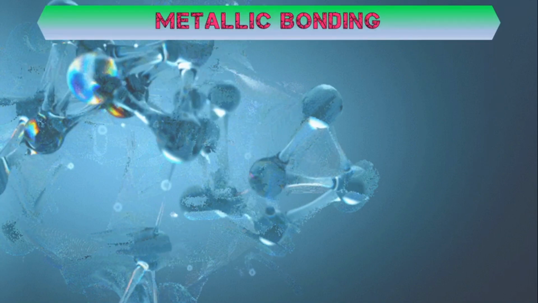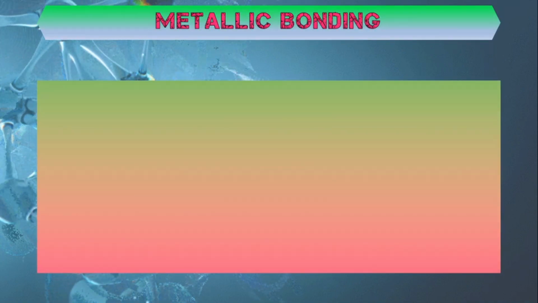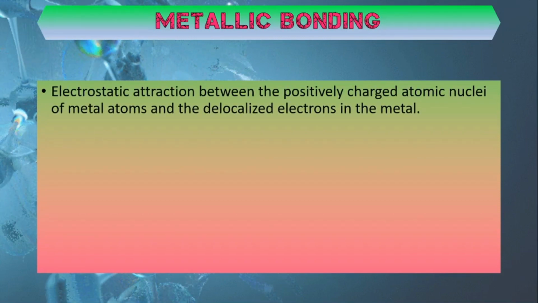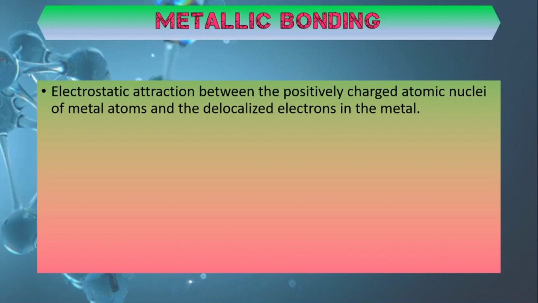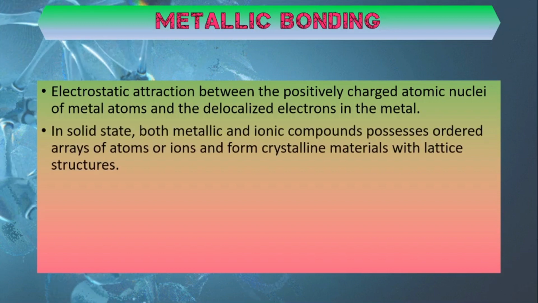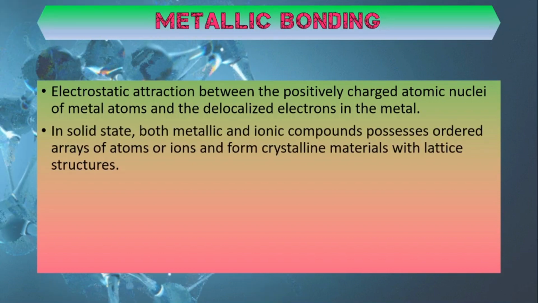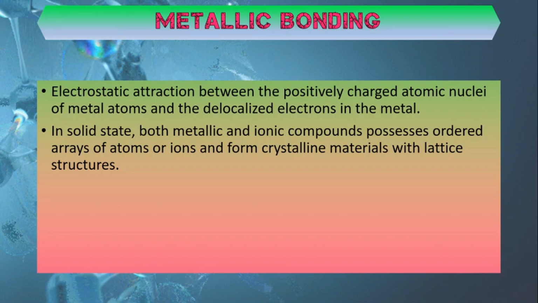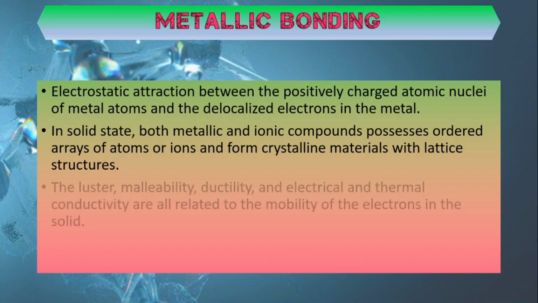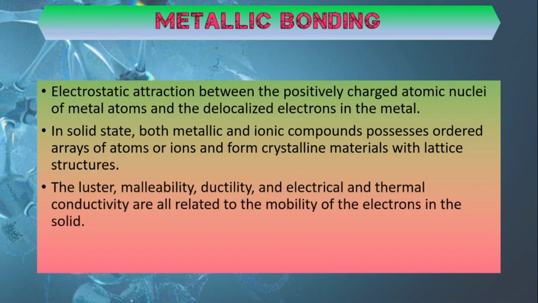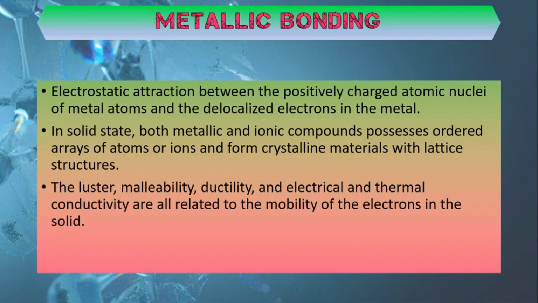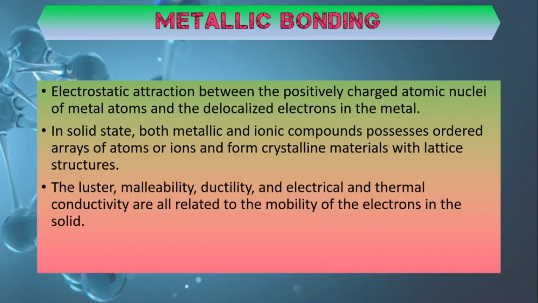Okay, so the last type of chemical bonding is the metallic bonding. It is the electrostatic attraction between the positively charged atomic nuclei of the metal atoms and the delocalized electrons in the metal. In the solid state, both metallic and ionic compounds possess ordered arrays of atoms or ions and form crystalline materials with lattice structure. The luster, malleability, ductility, and electrical and thermal conductivity are all related to the mobility of the electrons in the solid.